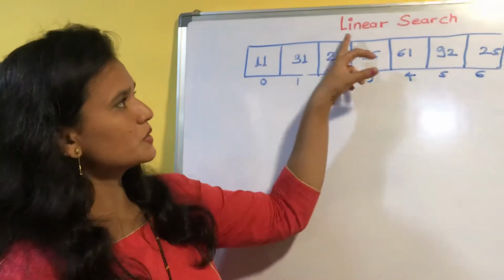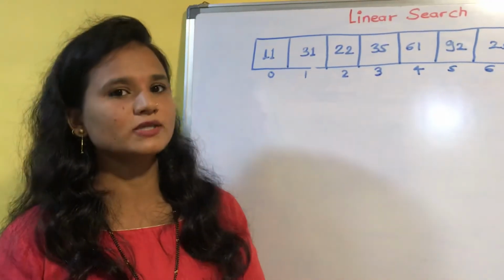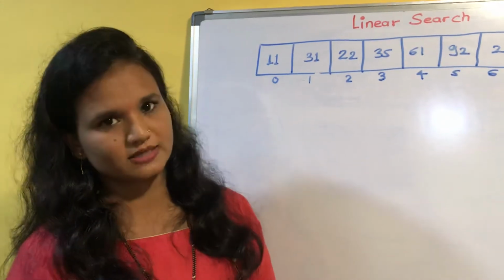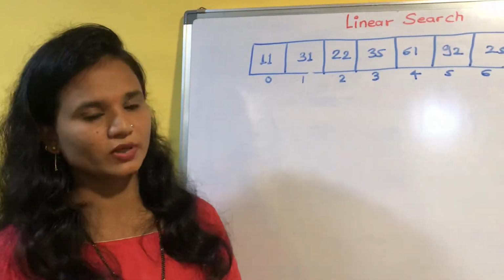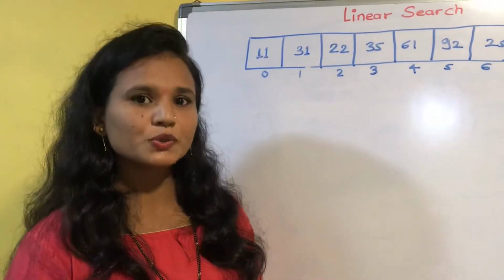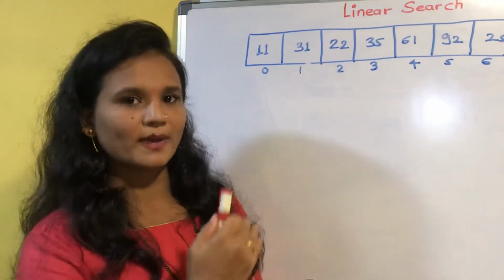Okay, here we are going to see linear search, because searching has two different ways to perform. One is linear search and another one is binary search. We are going to see linear search first. Linear search is also called sequential search. Why? Because we are going to search sequentially, that is one by one.